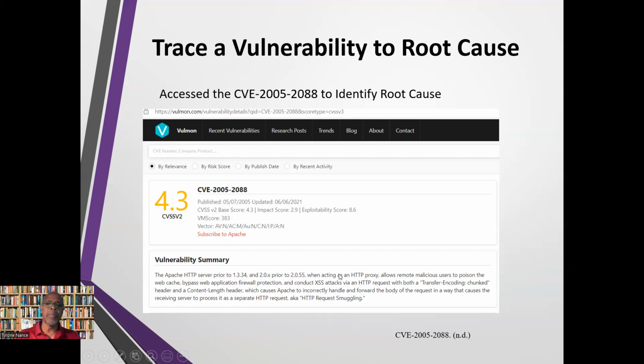And what it does is that whenever this version is used on a server that's acting as an HTTP proxy, that's when it allows a user to essentially bypass the application firewalls and conduct cross-site scripting attacks. That's what XSS stands for. And so that's the specific implication. So with regard to the root cause, the root cause for most of this vulnerability is that the version is outdated and needs to be upgraded beyond 2.0.55. If we were to upgrade it beyond that, we would essentially remediate this vulnerability.